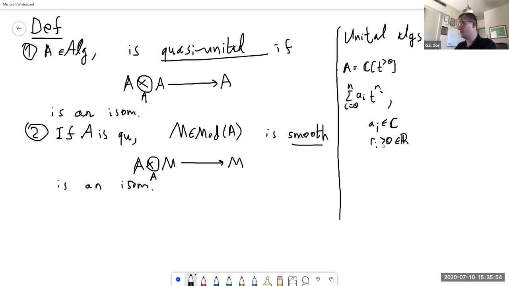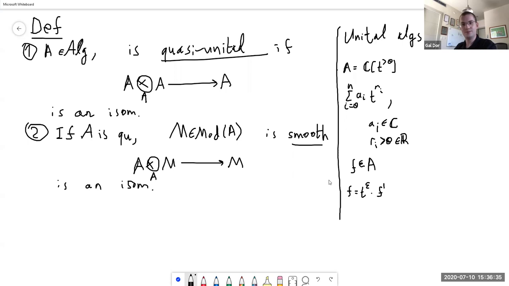So these finite expressions with powers of t form a non-unital algebra. My claim is that this algebra is quasi-unital. How to show this? If you have some formal expression f in A, not a power series, just some polynomial in A, then you can always express it as t to the power of epsilon times some f prime. And this very easily allows us to show that this A is smooth.